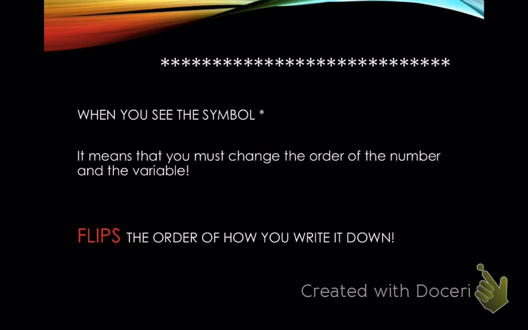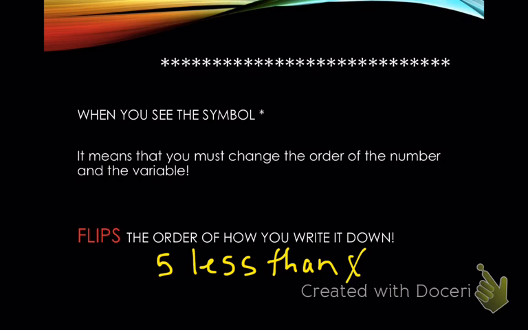Here's some others. When you see the symbol star, it means that you must change the order of the number and the variable. Basically what happens is it flips the order of how you write it down. For example, 5 less than x.